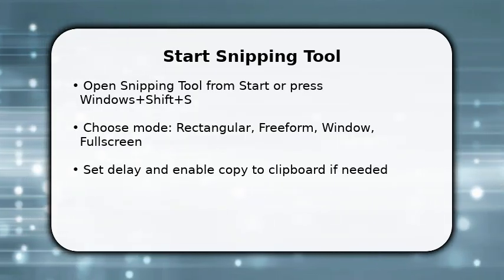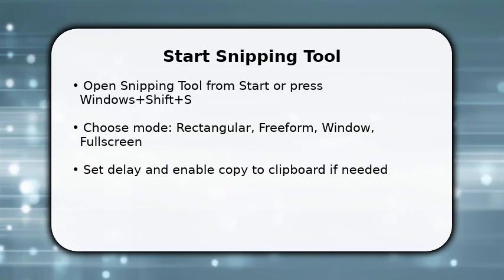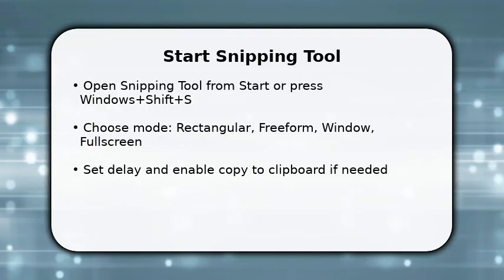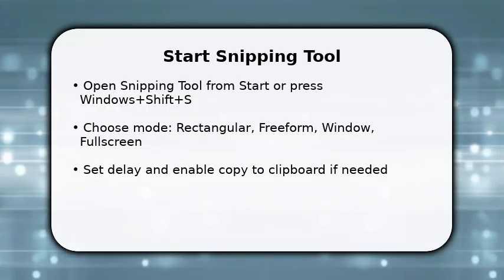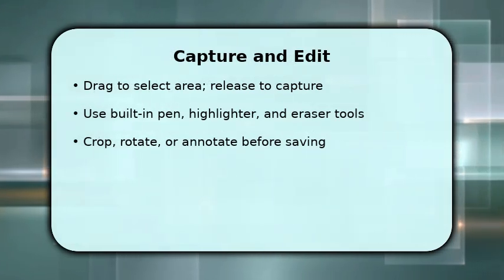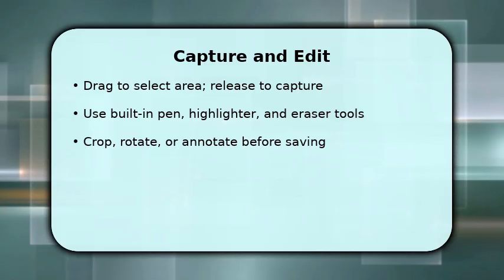You're starting with the action, not setup, so select the mode and confirm whether the snip should copy to clipboard or open in the editor. That choice speeds your next move. You drag to select the exact area and release to capture. This creates a preview in the Snipping Tool editor.